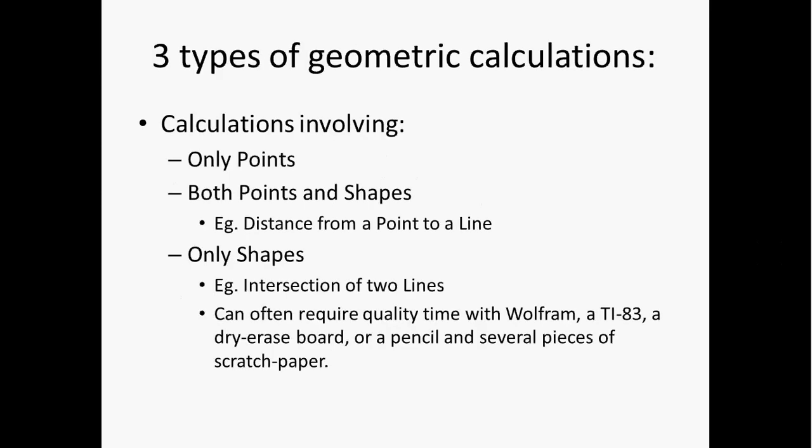So there are three types of calculations that you'll mainly encounter. The first type is when you have just points. Then you have calculations that will involve a point and a shape. And then you have calculations that only involve shapes. This third category where you have only shapes, treat those with respect. Don't rush into them. Take your time. Go on Wolfram Alpha or get a calculator, or dry erase board, or do something. But make sure that you go through and do these right and get the algebra right. You really don't want to have to rework these algorithms more than you have to.